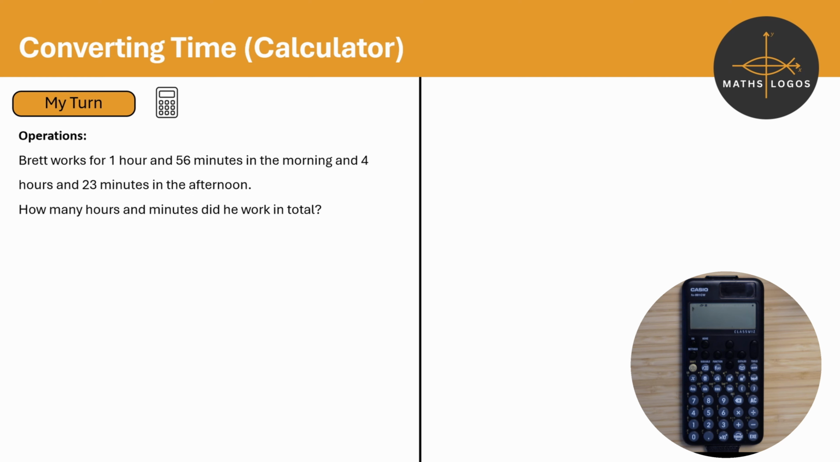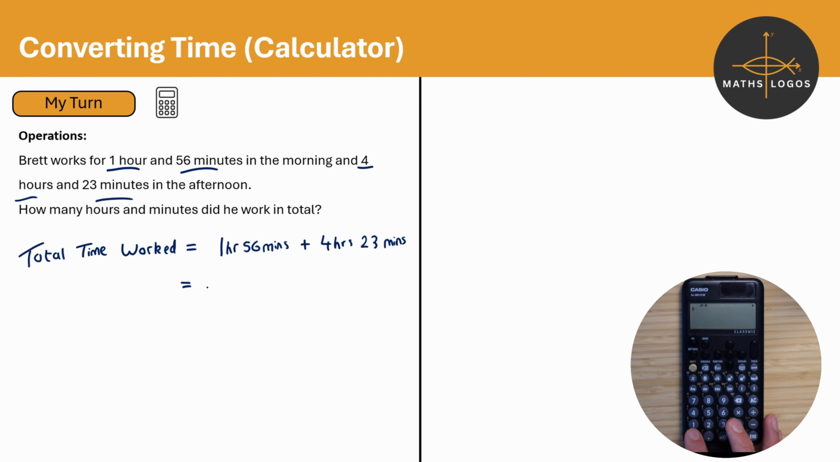Let's have a look. Brett works for 1 hour and 56 minutes in the morning and 4 hours and 23 minutes in the afternoon. How many hours and minutes did he work in total? The total amount of time that he works is going to be the sum of these. So I'm going to say the total time is equal to 1 hour, 56 minutes, add on the 4 hours, 23 minutes. And this whole lesson is about showing you how to use your calculator to do that.